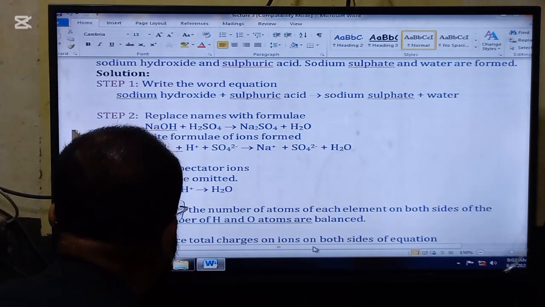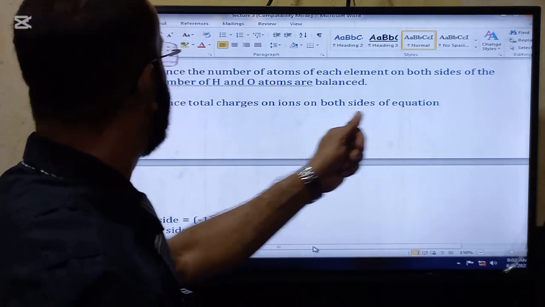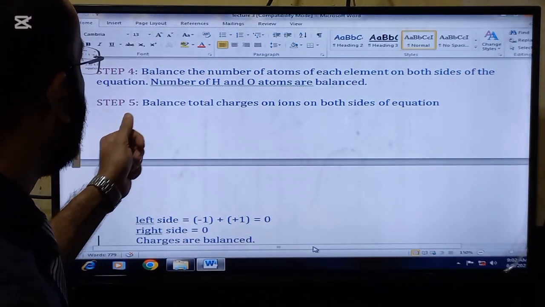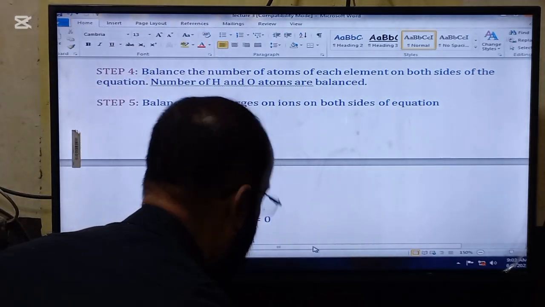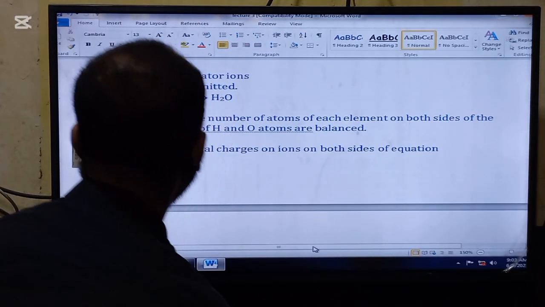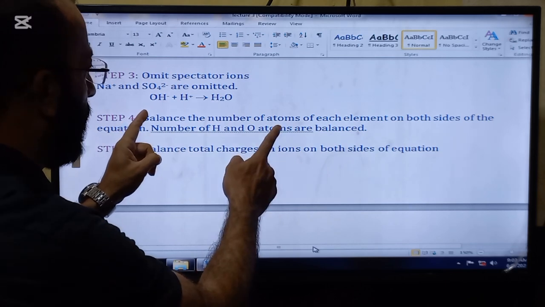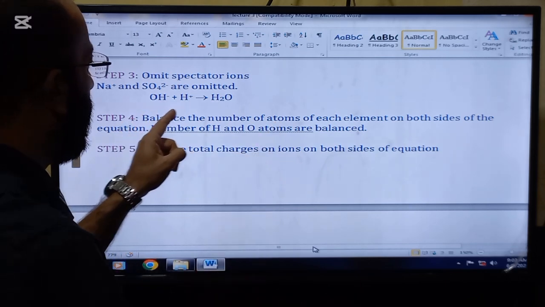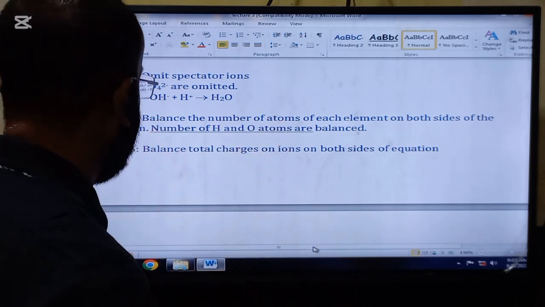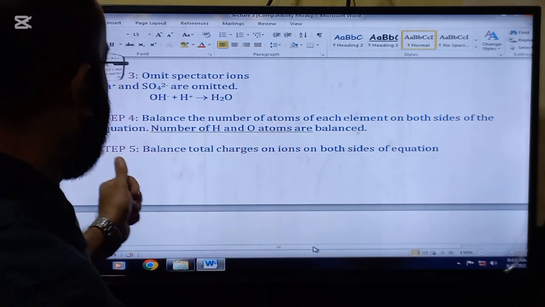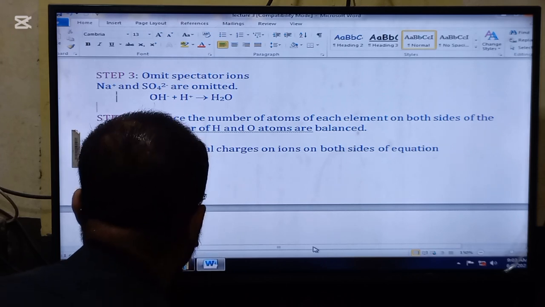The next step will be balance the number of the atoms of each element on both sides of the equation. So the numbers of H and O are already balanced. Look in the equation. Here is one O on the left side and one O on the right side. There are two H on the left side. There are two H on the right side as well. Next step will be balance total charges on ions on both sides of the equation.